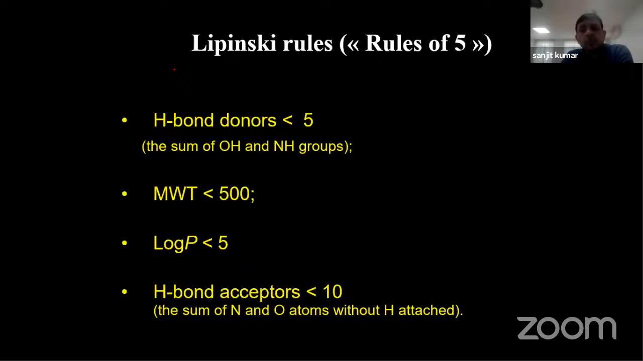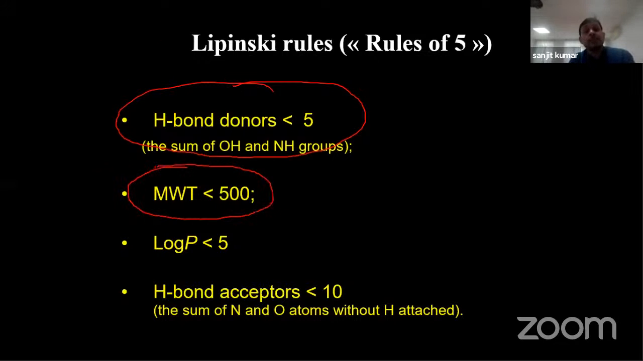Every compound has to follow the Lipinski rule, and these are the rules: the hydrogen bond donors should be less than 5, the molecular weight should be less than 500 Dalton. You can check the paracetamol or Disprin molecular weight, it should be less than 500 Dalton, and log P should be less than 5. For the students, I will tell you what log P value is and what its indication is.